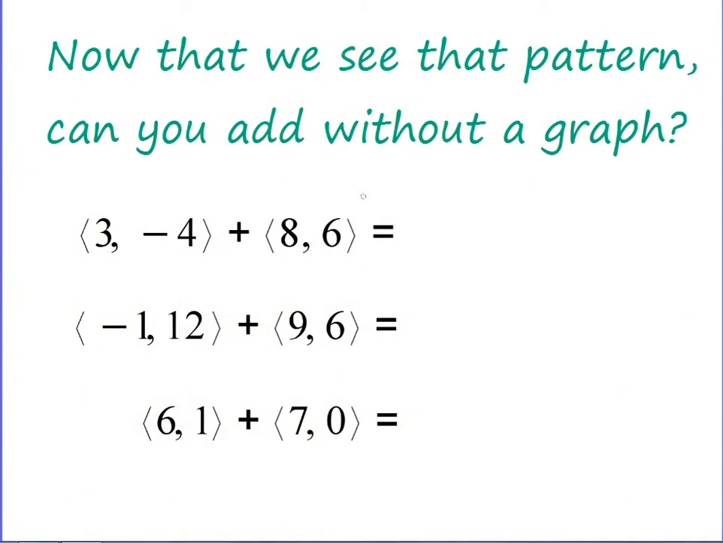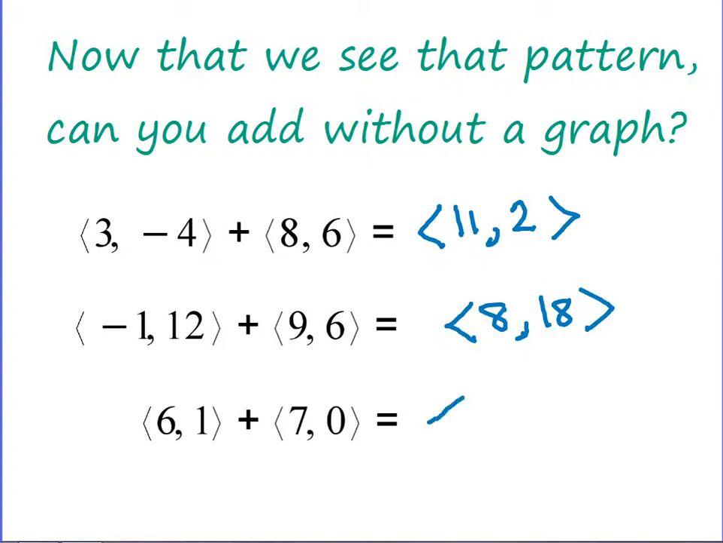If you can see that pattern, can you add these vectors without having a graph? What would 3, -4 be if I added it to 8, 6? The answer would end up being 11, 2. This would be our final resultant vector. -1, 12 added to 9, 6 would give me 8, 18. And 6, 1 added to a vector 7, 0 would end up with 13, 1.